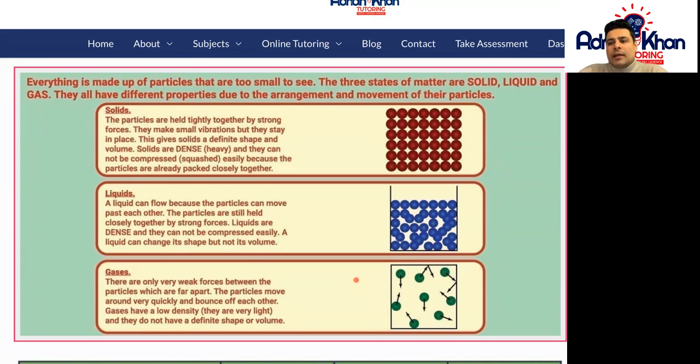or volume. And you can see here on the right-hand side in the image that the gas particles are quite loose and they're quite far apart from each other, which means that they can quickly bounce off each other as well.